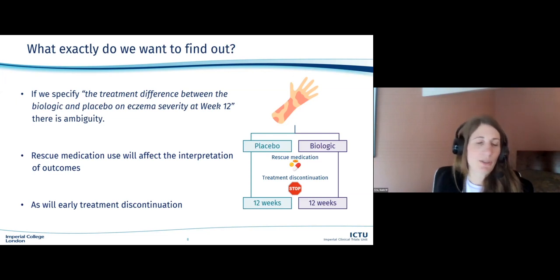The point is that because of these events, lots of different treatment effects could be considered, and they could give us quite different answers. So if we're not clear on exactly what we want at the start of the trial, we might not end up finding out the answer to what's most important.